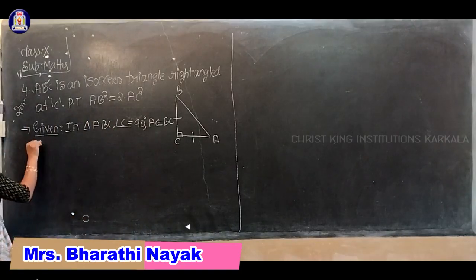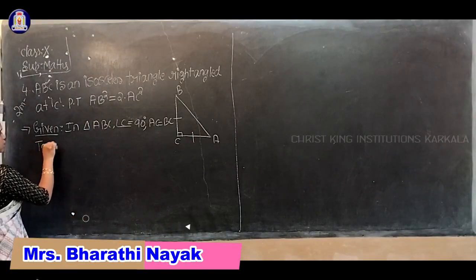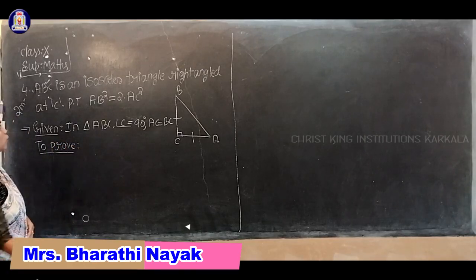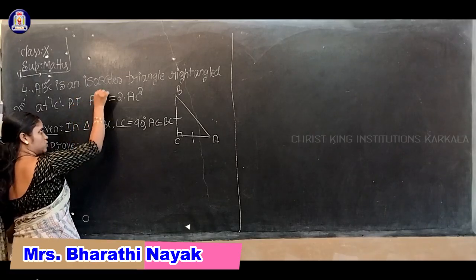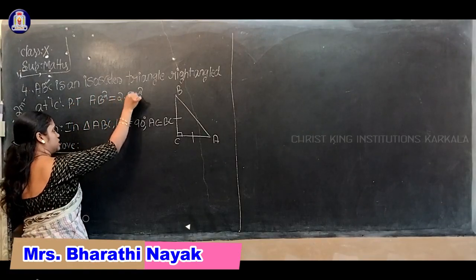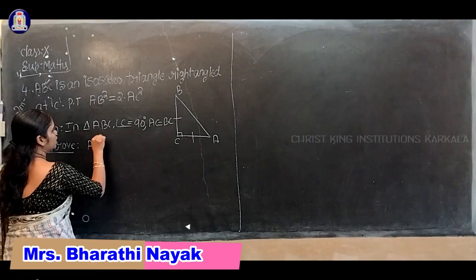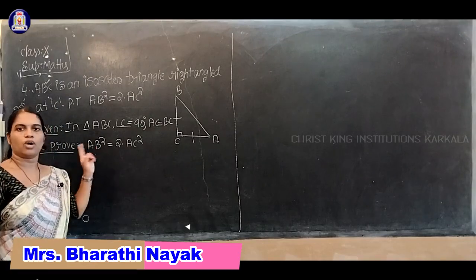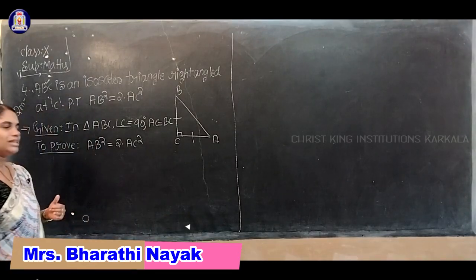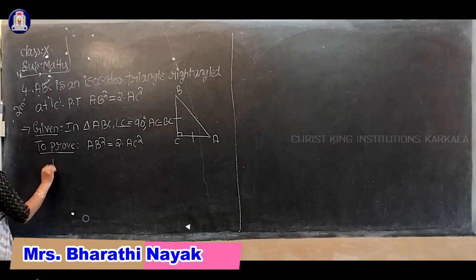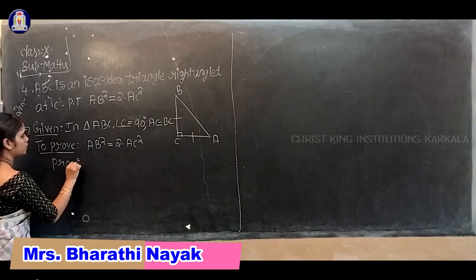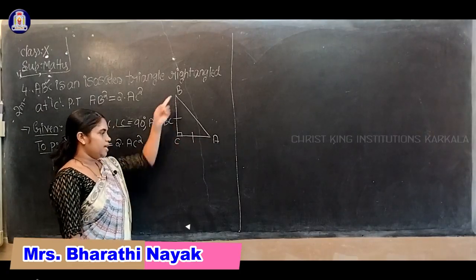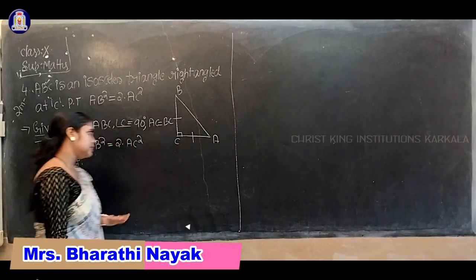Next, to prove. What are we going to prove here? We are going to prove AB square equal to 2 into AC square. This is what we have to prove. So now I will consider my proof part. In the proof part, already given this triangle ACB is a right angled triangle.